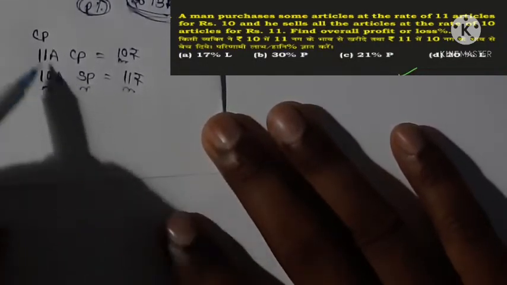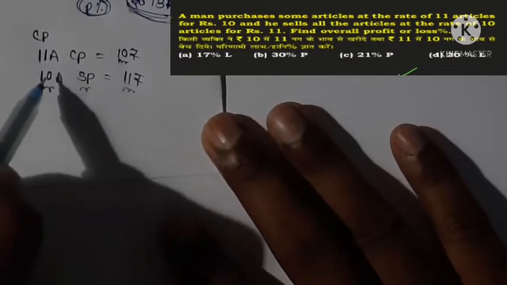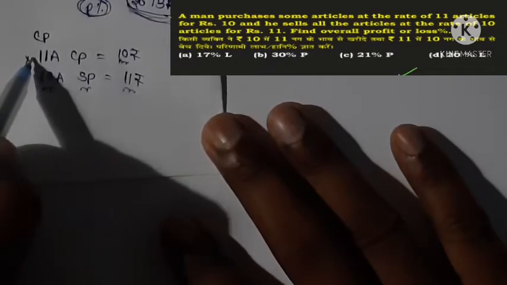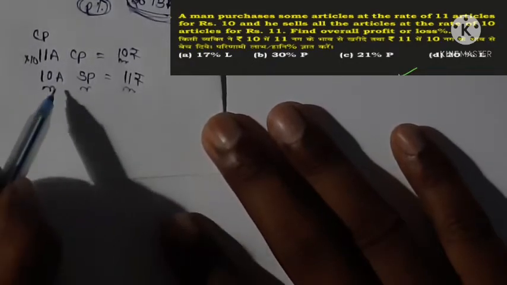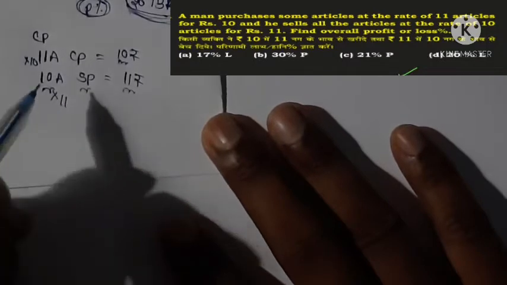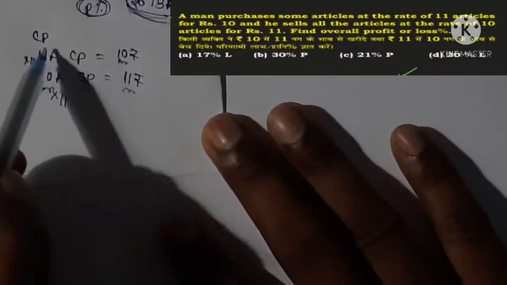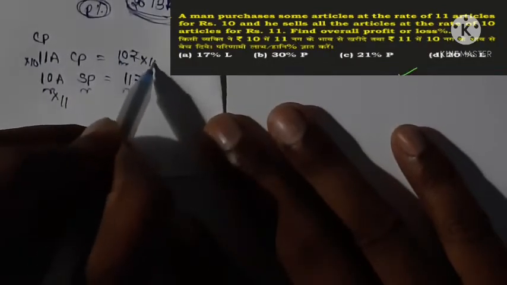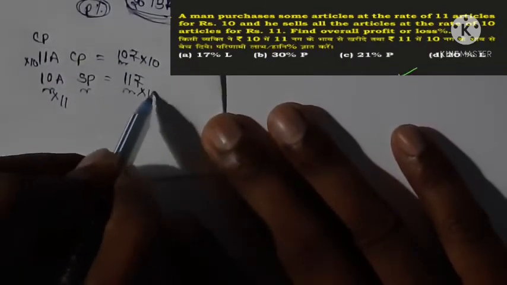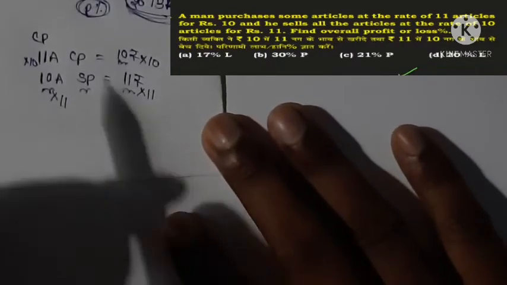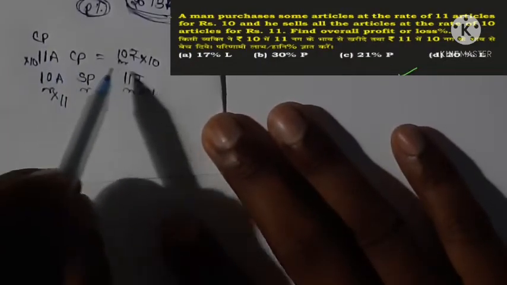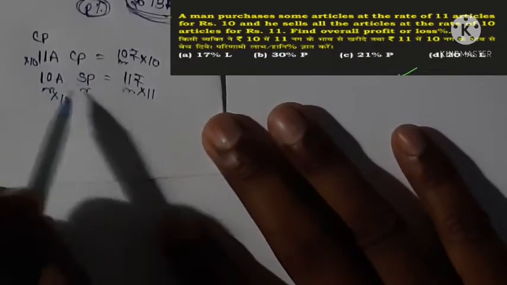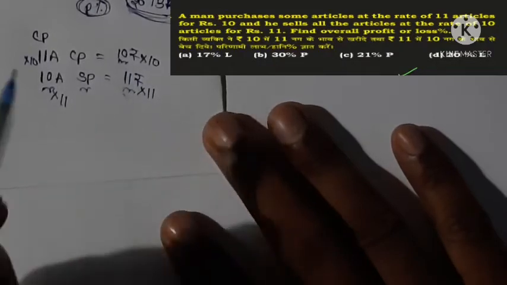Here you have to equalize the articles. How can I equalize? Multiply this value into 10, and multiply this value into 11. That means 110 articles cost price. Here we multiplied the value into 10, so multiply this value into 11. That means 110 articles cost price is 100 rupees, and 110 articles selling price is 121 rupees.